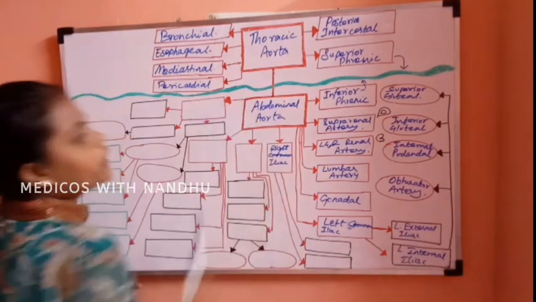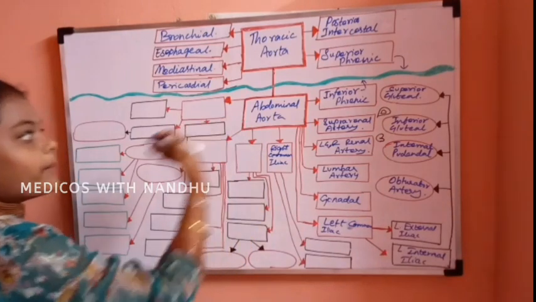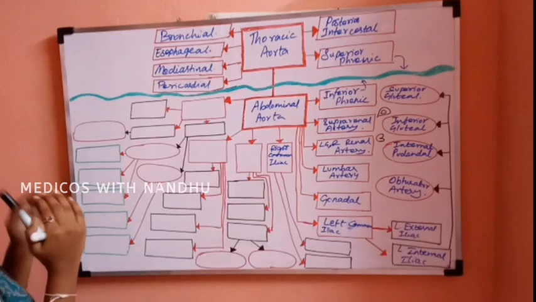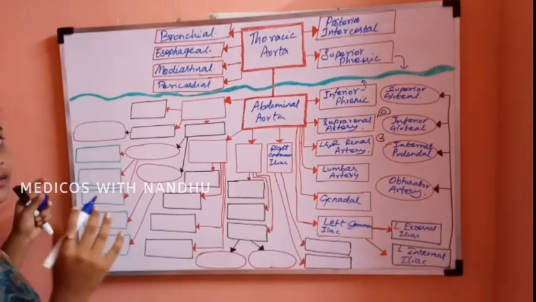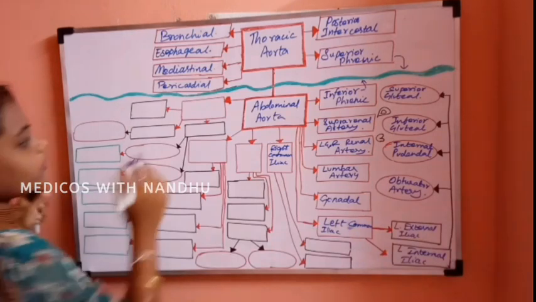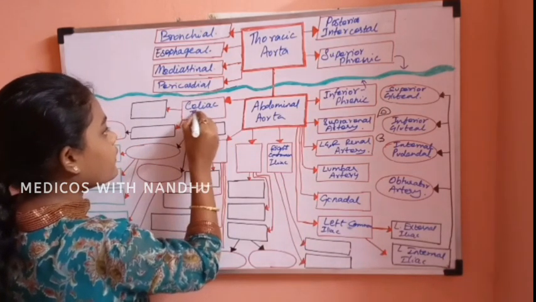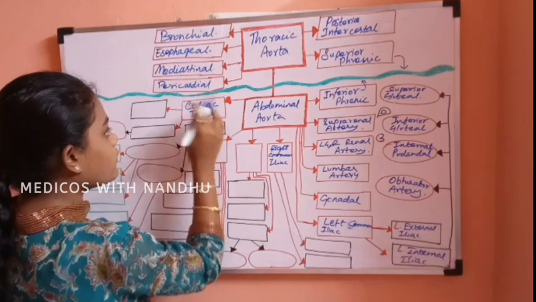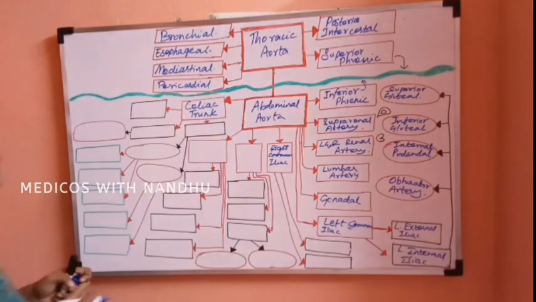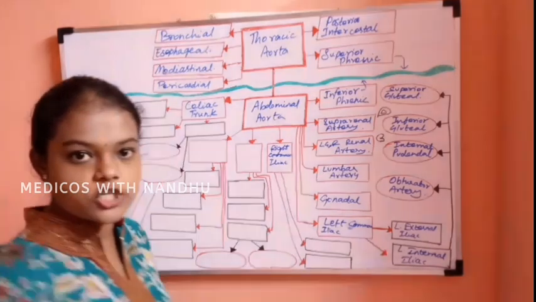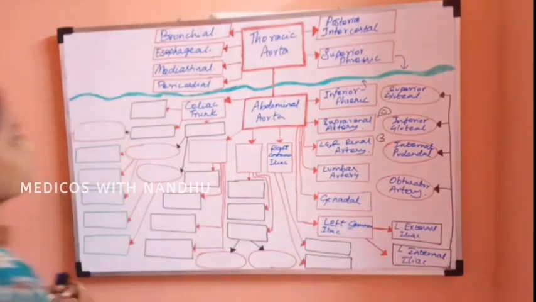This abdominal aorta is going to branch into one trunk. Okay, not an artery, it is a trunk. The trunk is called the celiac trunk. Celiac trunk, right? Celiac trunk is going to mainly supply the celiac branches, celiac arteries, it is going to go and supply.